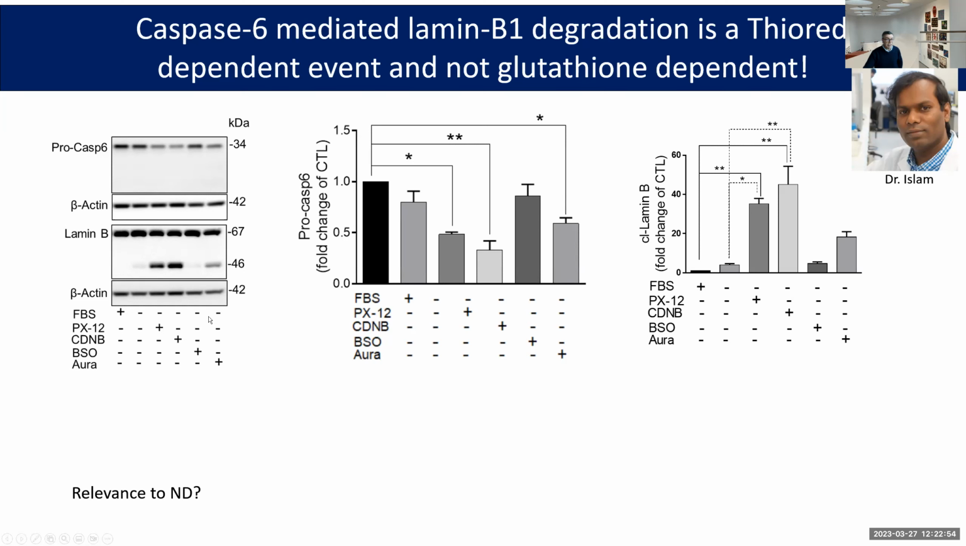And what we show here is that inhibition of glutathione was not able to prevent nuclear lamina damage. So this means that glutathione was not involved in nuclear lamina damage, and it's mostly inhibition of the thioredoxin system which is responsible for that. So these are the quantification for procaspase level, and these are also for nuclear lamina damage.